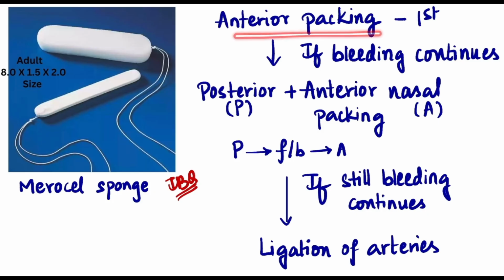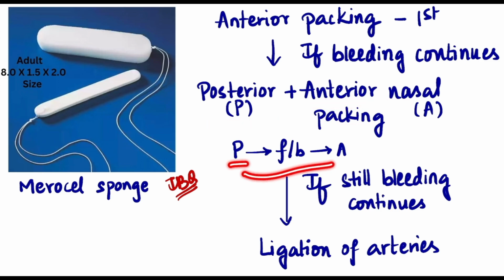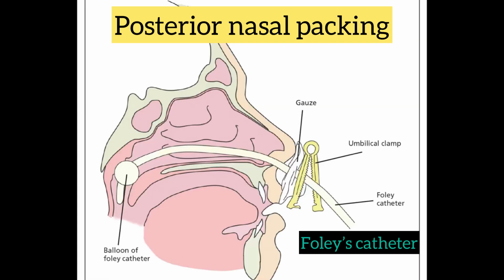Anterior nasal packing is done first. If the bleeding continues, posterior plus anterior nasal packing is done. Posterior followed by anterior. If still the bleeding continues, then ligation of the arteries is done. This is the image of the anterior nasal packing. This is the image of the posterior nasal packing with Foley's catheter.